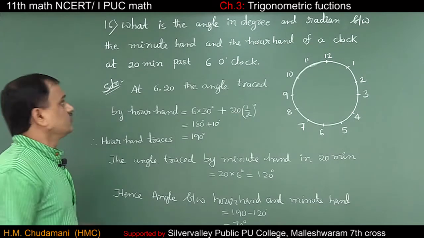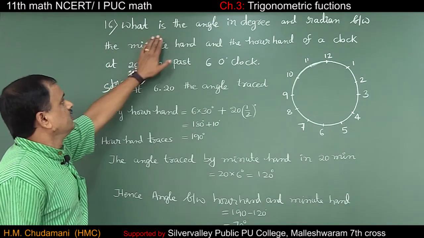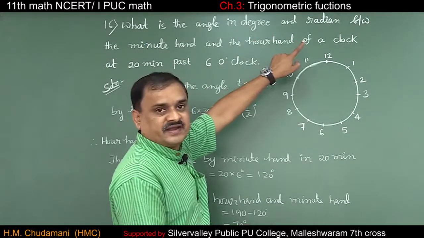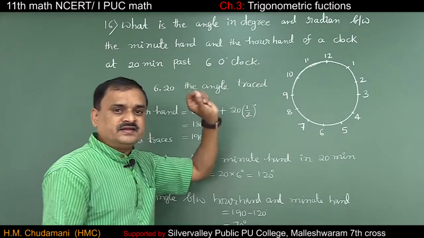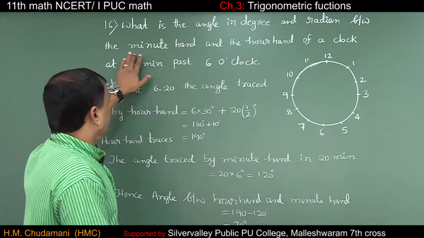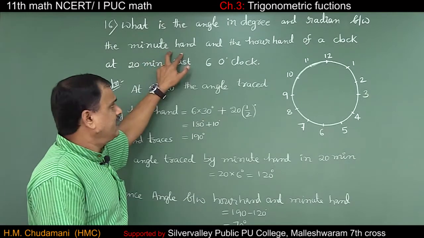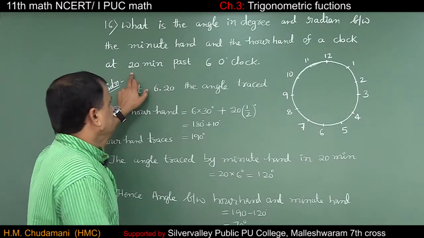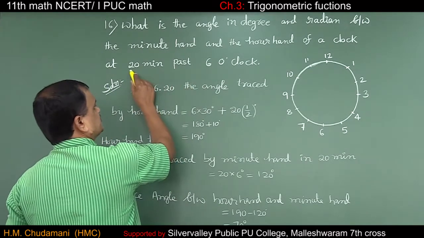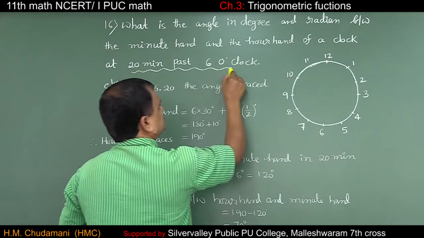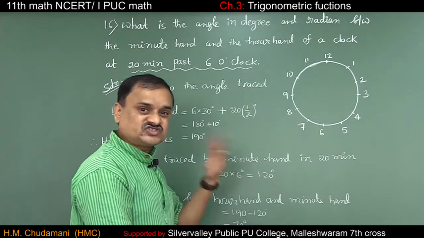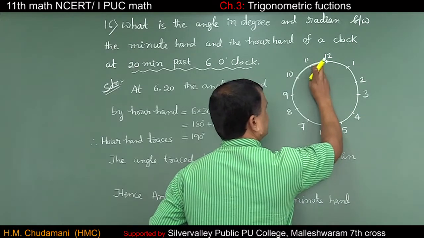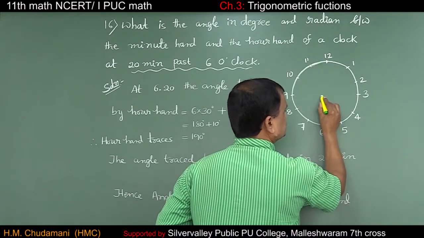Next, question number 60. What is the angle in degrees and radian between the minute hand and the hour hand of a clock at 20 minutes past 6 o'clock? Consider the clock at 20 minutes past 6 o'clock.